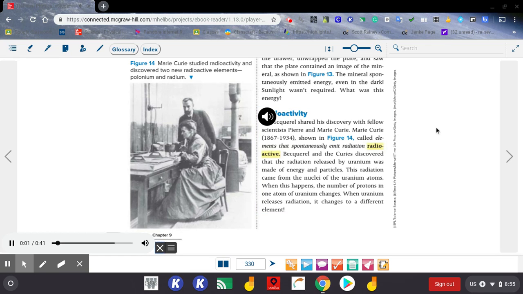Radioactivity. Becquerel shared his discovery with fellow scientists Pierre and Marie Curie. Marie Curie, 1867 to 1934, shown in Figure 14, called elements that spontaneously emit radiation radioactive. Becquerel and the Curies discovered that the radiation released by uranium was made of energy and particles. This radiation came from the nuclei of the uranium atoms.